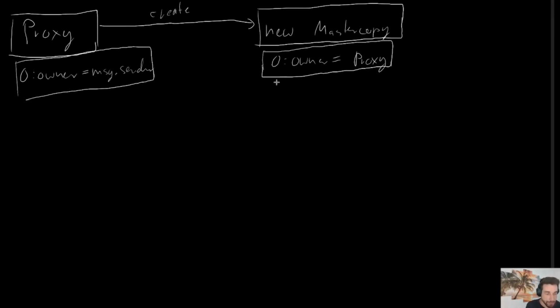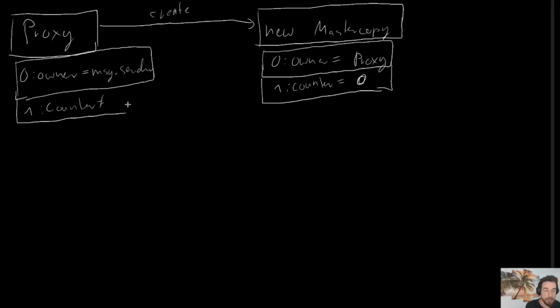And then it also has a second storage variable, which is the counter. And it is also setting the counter to 0 in the constructor, but it is not setting the counter to 0 in the proxy. So the counter is not being set to anything in the proxy, but it is still, despite that, equal to 0 because everything is 0 by default.